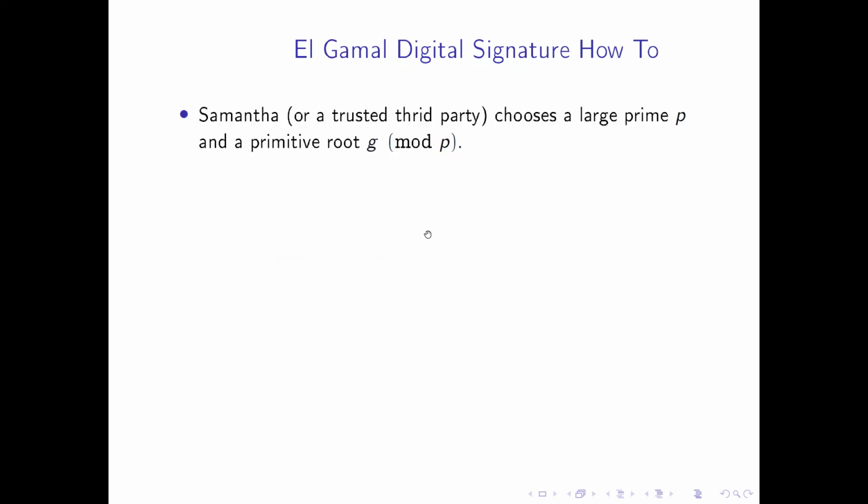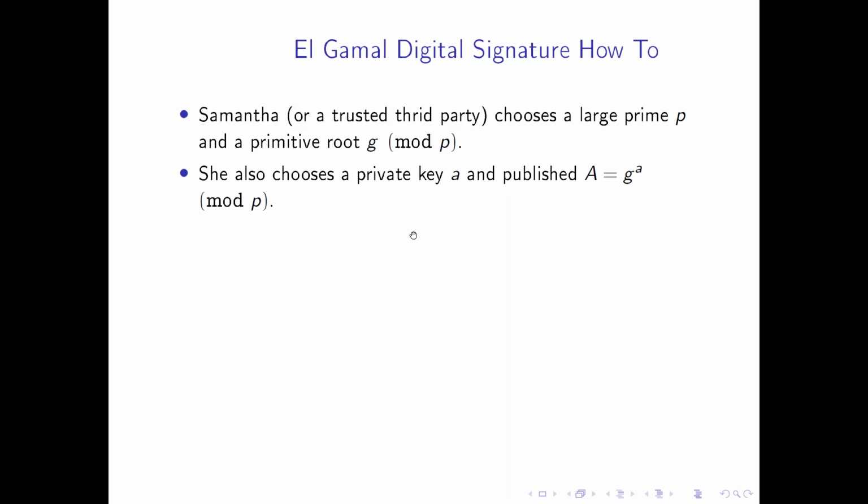So let's get into digital signatures and how it actually works. Again, Samantha, for signature, is going to choose a large prime P and a primitive root G. Both of those are still standard from ElGamal. Again, she's going to choose a private key little a and a public key big A, which is G to the little a. So notice, again, all this is following ElGamal.